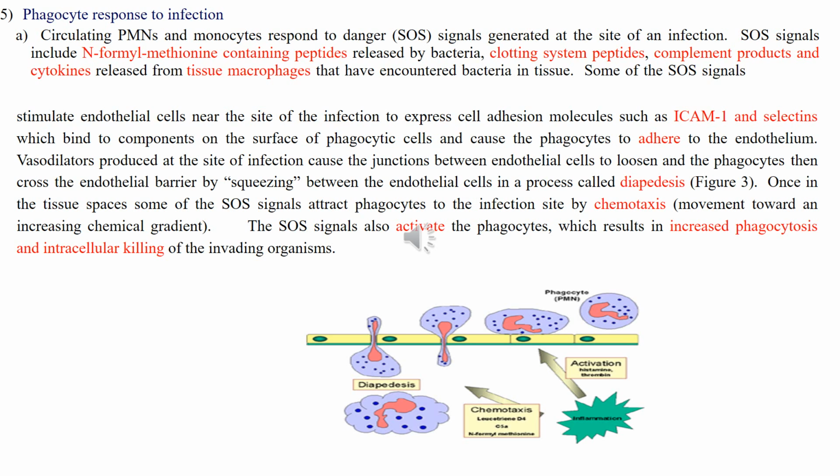Once in the tissue spaces, some of the SOS signals attract phagocytes to the infection site by chemotaxis. The SOS signals also activate phagocytes, which results in increased phagocytosis and intracellular killing of the invading microorganism.